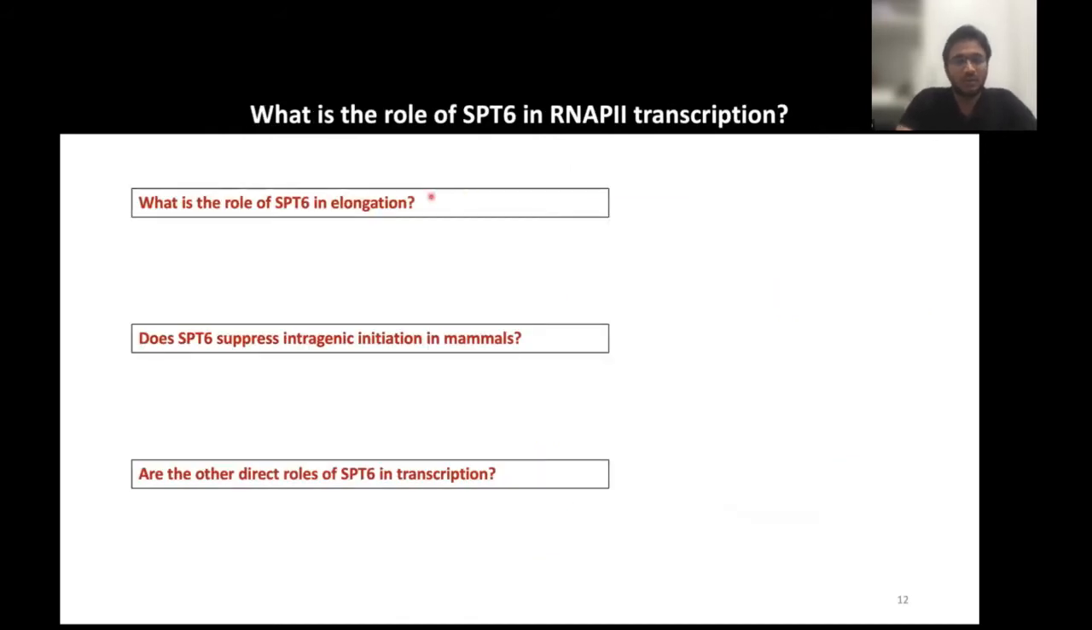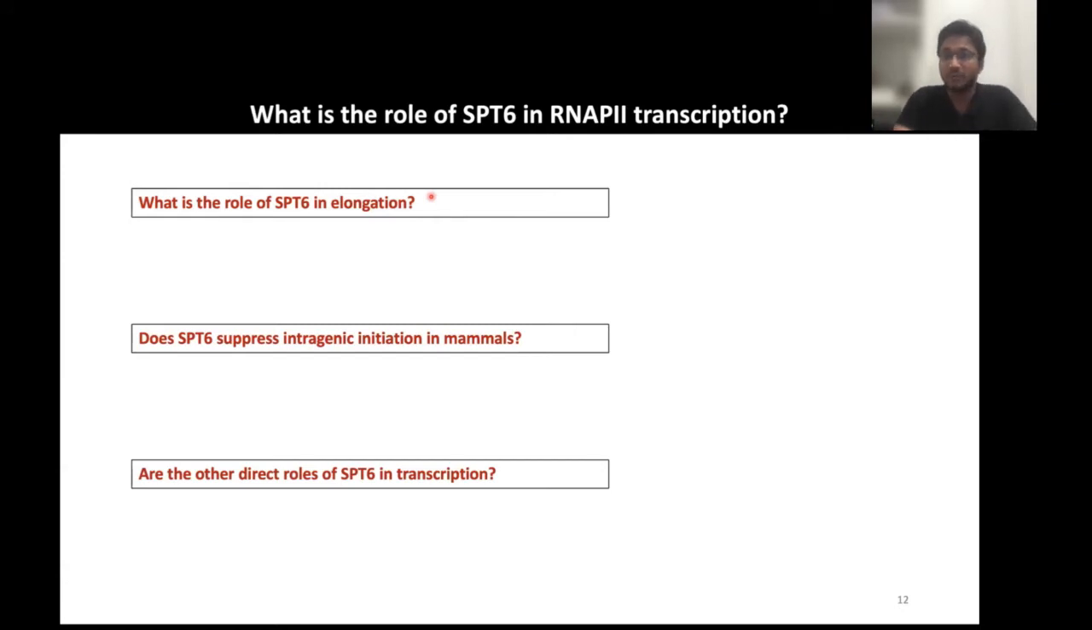So we asked a couple of questions. First of all, what is the role of SPT6 in RNA-Pol2 elongation? Second, does SPT6 suppress intragenic initiation in mammals also, as observed in yeast? And third, are there other direct roles of SPT6 in transcription which are still unknown?